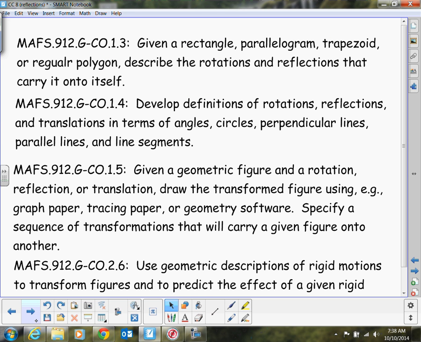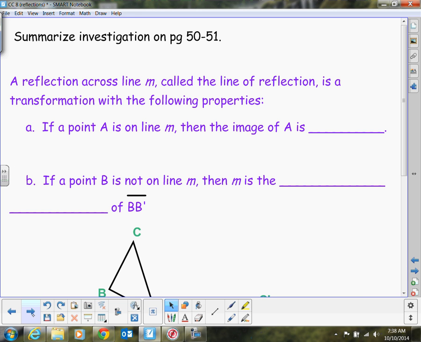So look at all of these standards. For those, I've sent you all an email for Khan Academy. If you go to Khan Academy and you type in these standards, at least G-CO-2.6, you will have practice problems for that.